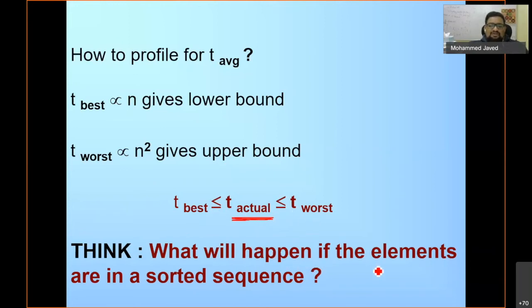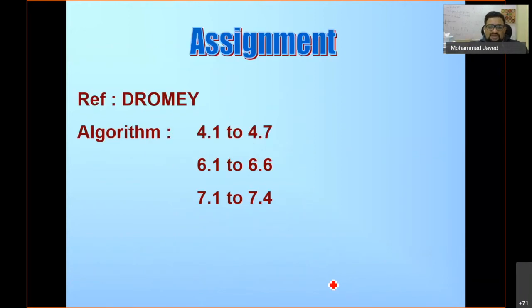So what will happen if the elements are in sorted order? This is also a question to think about. What will happen if the elements are in the sorted sequence? Will that give the best case? What if all the elements are distinct, and what if there are repeated elements? So all these different scenarios you can think over.